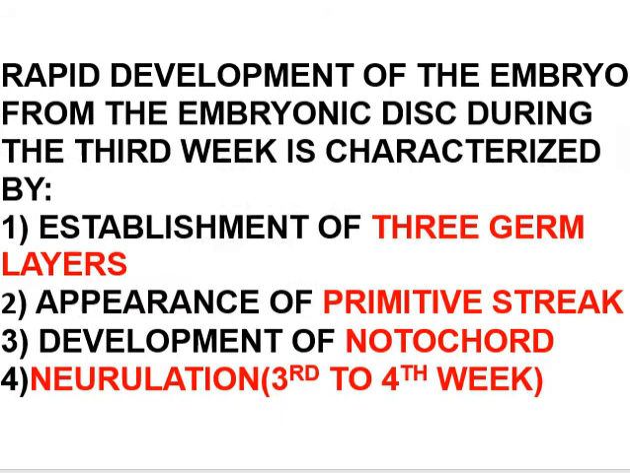Main events which occur during the development of third week are: number one, establishment of three germ layers; number two, the appearance of primitive streak, which we already have studied; number three, the development of notochord; number four, the neurulation, which starts in the middle of the third week and ends in the early part of the fourth week.